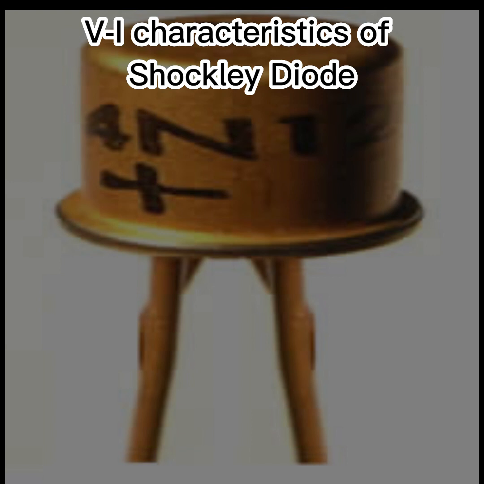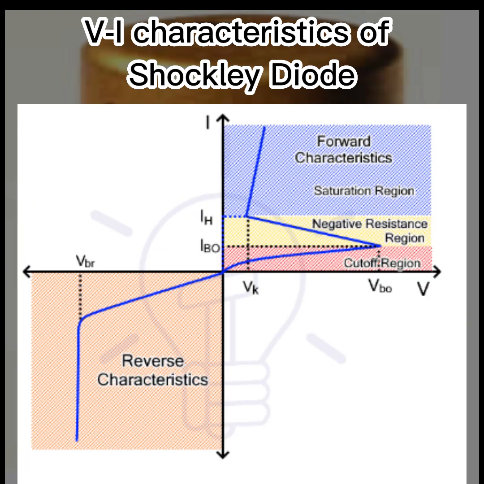VI characteristics of Shockley diode. This graph represents the relation between the voltage and current through the diode. The x-axis represents applied voltage, while the y-axis represents the diode current.